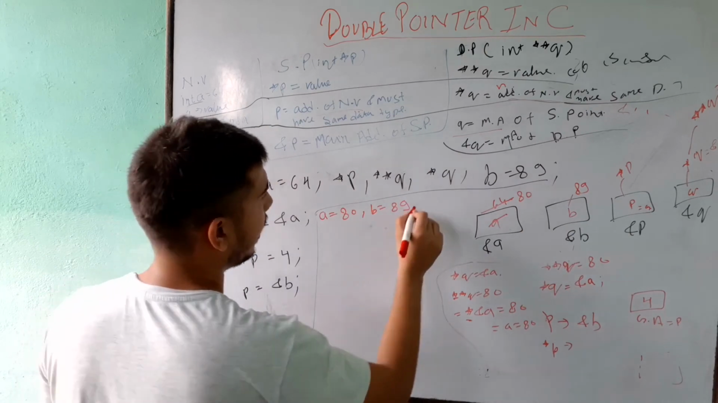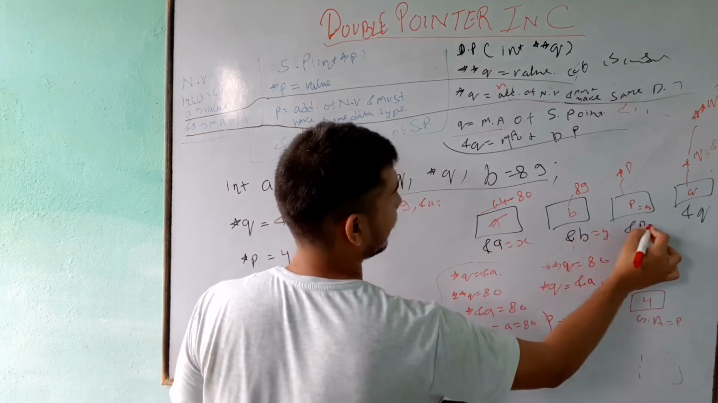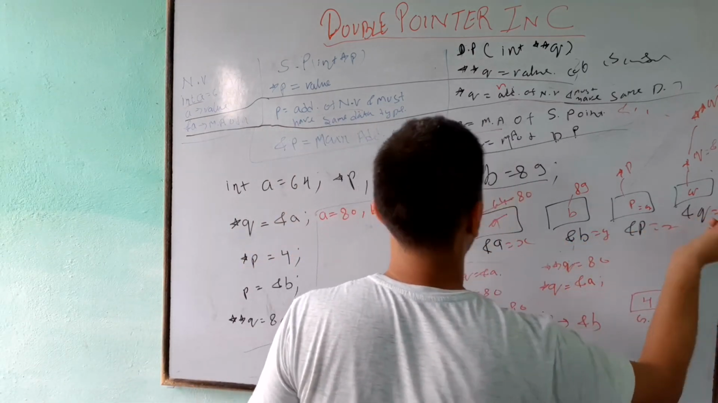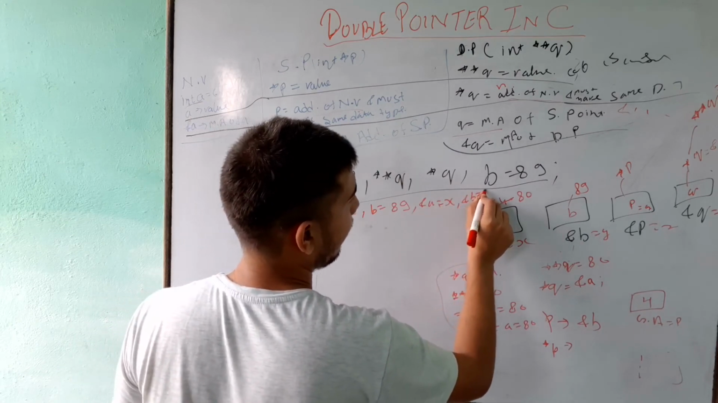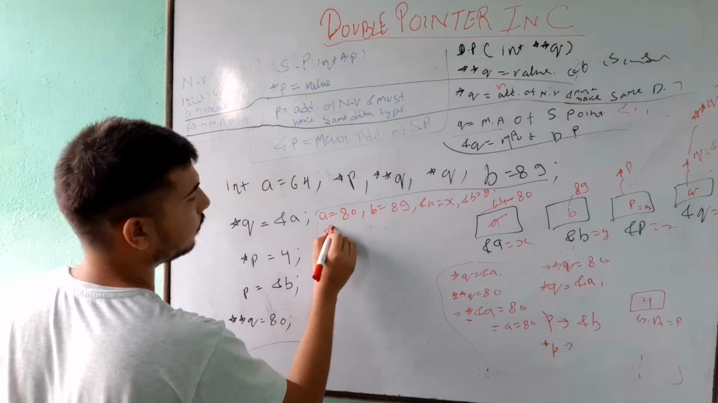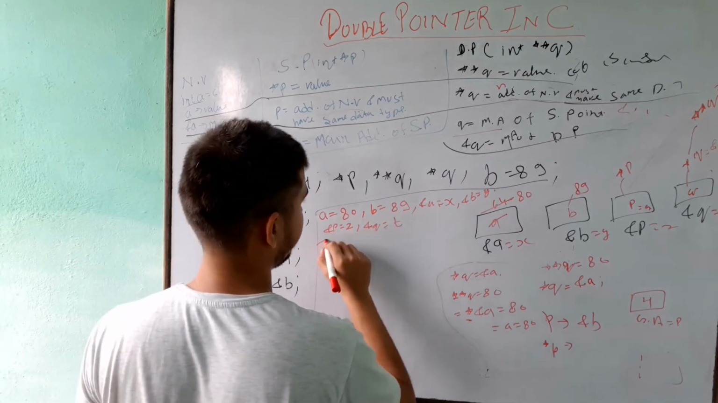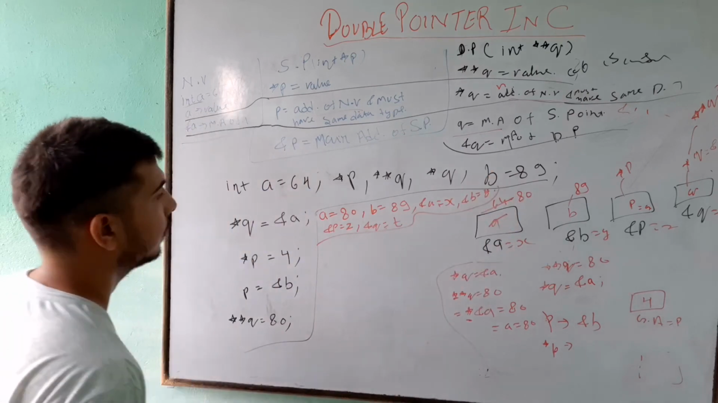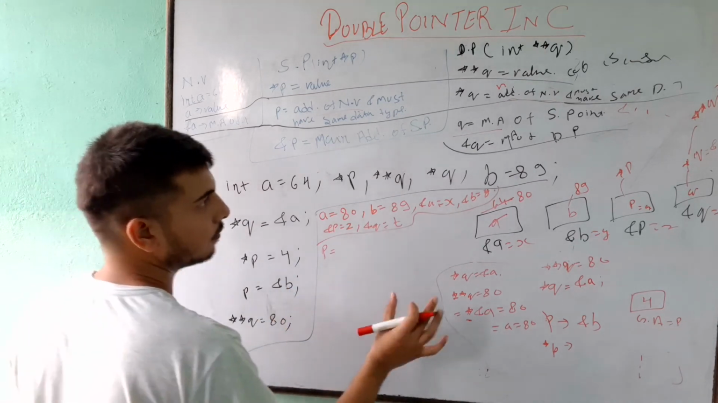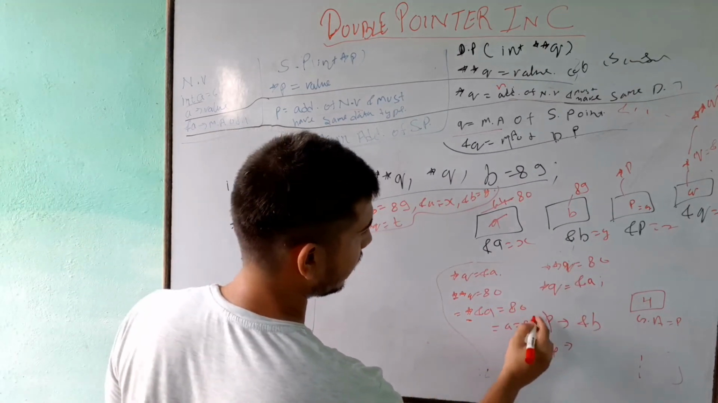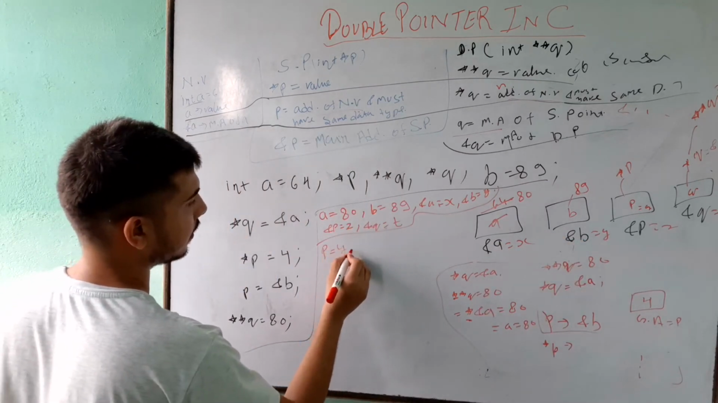Now &a will give me x, &b will give me y, &p will give me z, &q will give me t. Okay, this was simple. Now let's go through it. What will p give me? printf of p, simple p. Now p is holding the address of b. What is the address of b? y. So p will give me y.